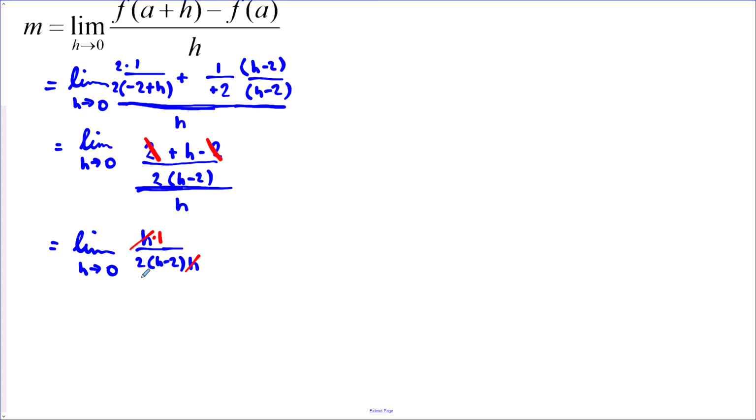Next, it's now safe to let h go to 0, because that's not going to give us a 0 in the denominator. So I'm going to get rid of this limit. I've got 1 over 2 times 0 minus 2, and that gives me negative 1 over 4. So that's my slope, negative 1 over 4.